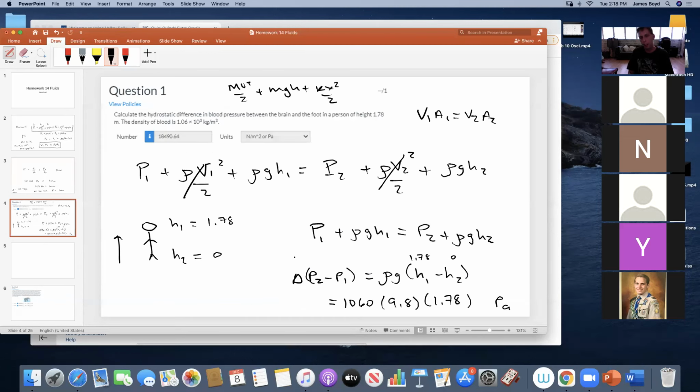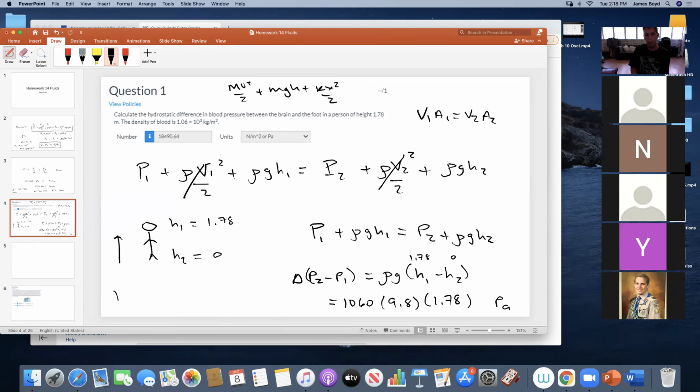So back to this, all we did, we wrote Bernoulli's equation, and we made sure that we had our heights, the signs correct. And then I, unfortunately, when I wrote P2 minus P1, I didn't do the algebra, and if I'd done the algebra, I would have realized I had the H's backwards. So that is how you do that one.